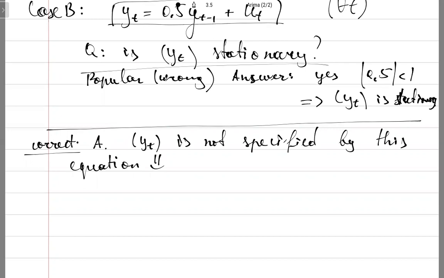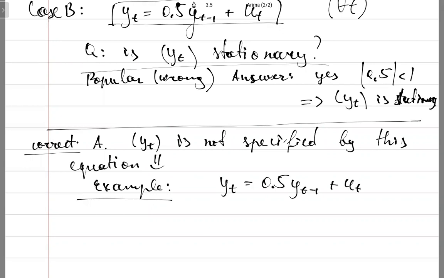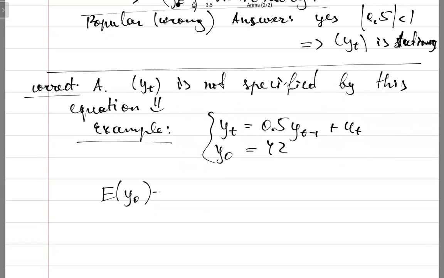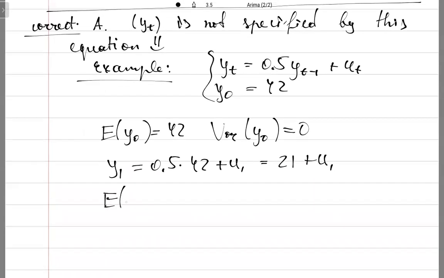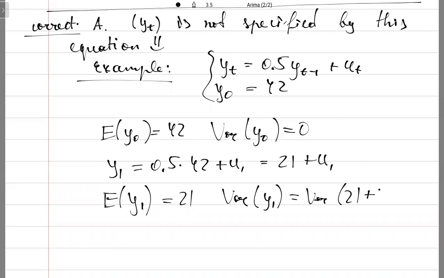So imagine that I provide you y0. Example: you have yt equal to 0.5 yt minus 1 plus ut, ut is a white noise, and I say y0 is 42. I just like 42 as a starting value. What is the expected value of y0? It's 42. What is the variance of y0? It's 0, because y0 is 42. What is the value of y1? y1 is 0.5 times 42 plus u1, so it's 21 plus u1. What is the expected value of y1? It's 21. What is the variance of y1? It's the variance of 21 plus u1, and it's sigma squared u.